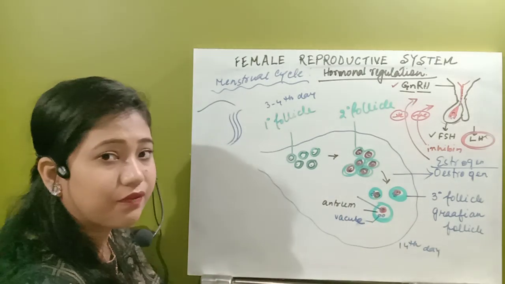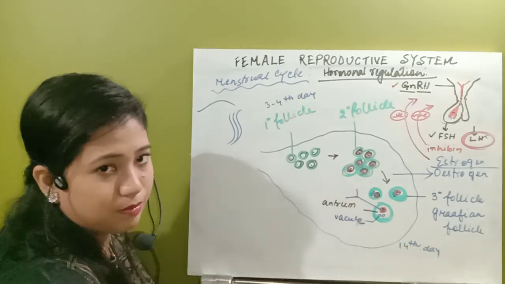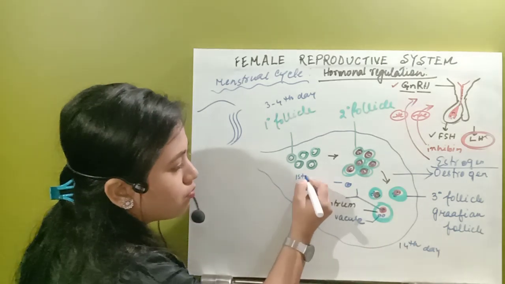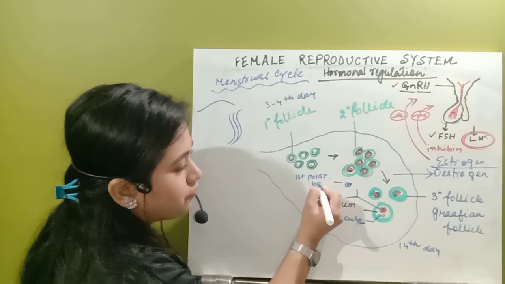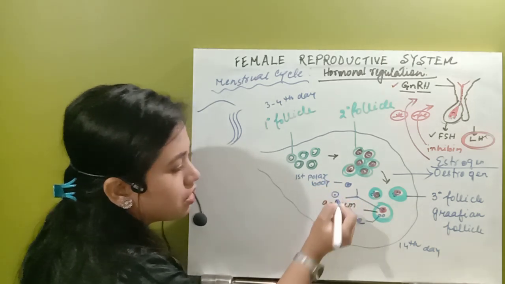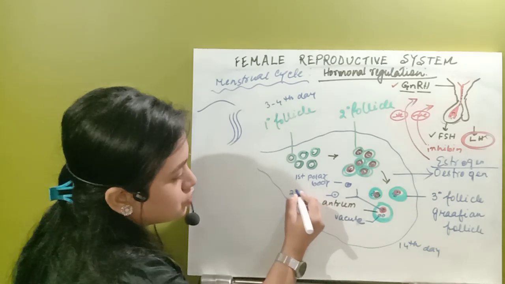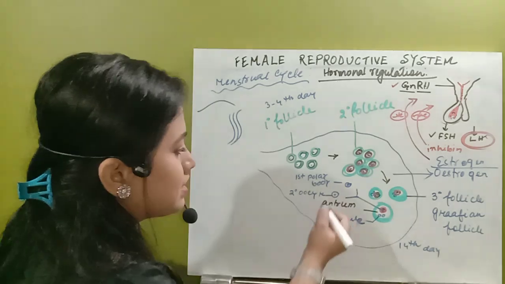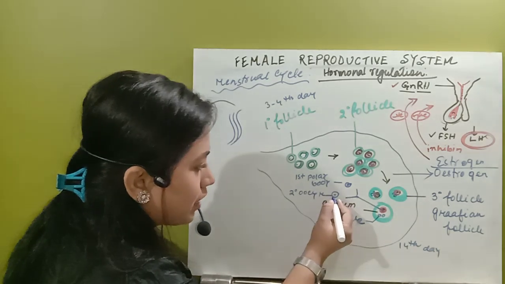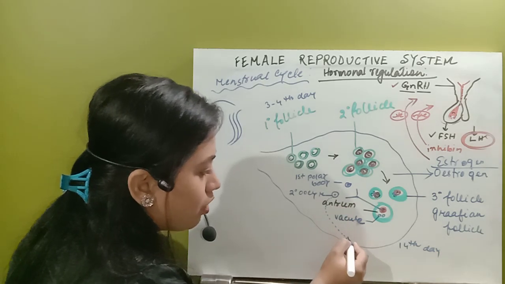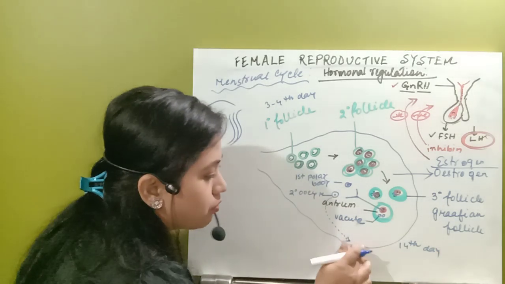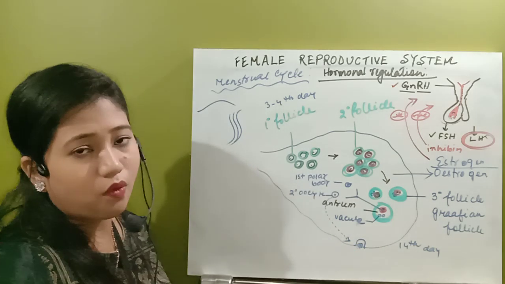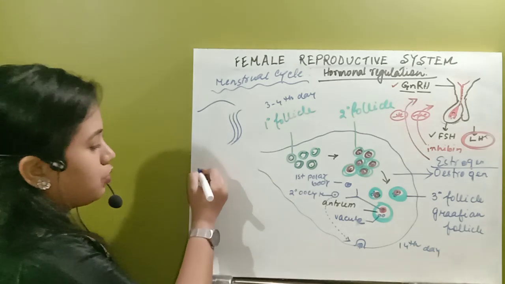So after completing the first meiosis, we'll see 2 cells being formed. One cell is known as the first polar body. So the first polar body is formed, and after that we will have the secondary oocyte. So this is known as the secondary oocyte. The secondary oocyte will be formed, and it will migrate to the wall of the ovary, and it will be popped out by the simple process of exocytosis.